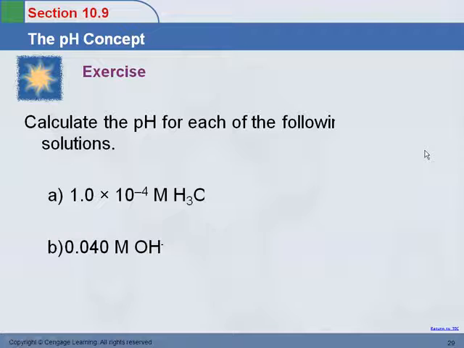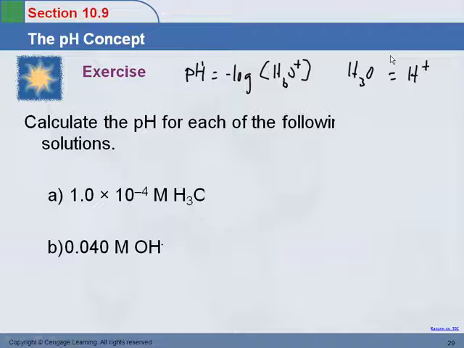So let's go ahead and calculate the pH for each of the following solutions. Just a heads up, that equation for pH is one that you want to memorize. pH equals the negative log of the hydronium ion concentration. Remember, hydronium ion is the same as saying H plus, aqueous. So you can write either of those terms, depending on what you feel more comfortable with.